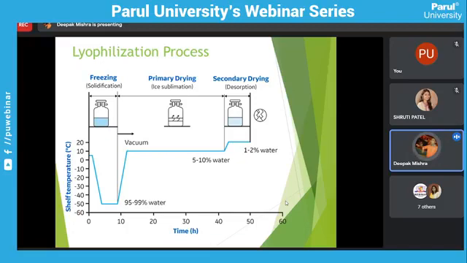Secondary drying is desorption. After ice sublimation, some bound water is still present in the lyophilized formulation. Through desorption, it is completely removed.